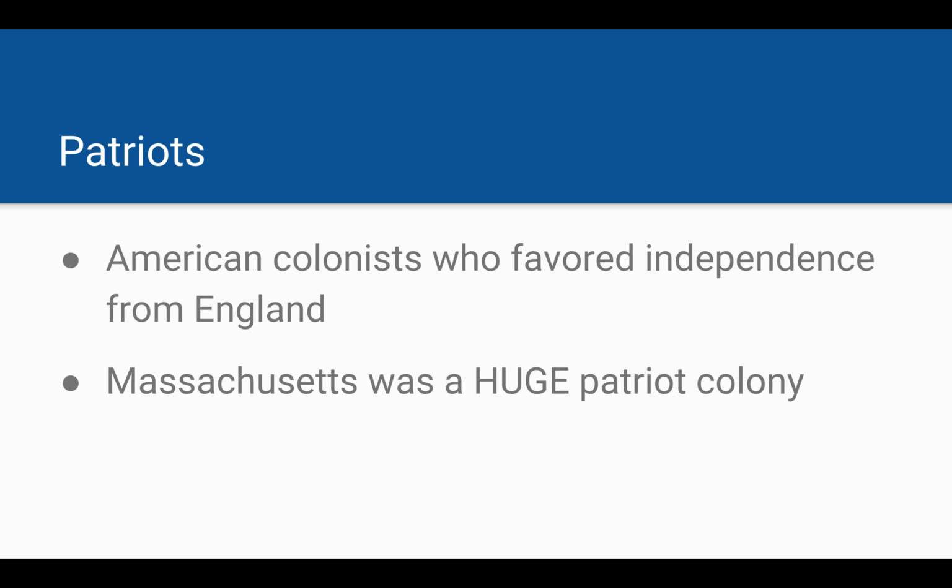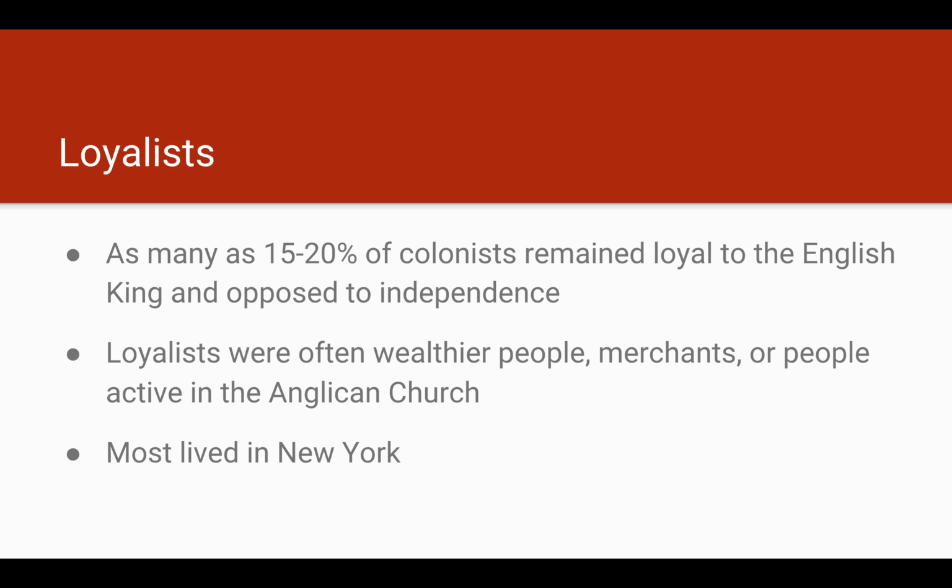So these people that agree with Thomas Paine, that want independence from England, are called patriots. They're American colonists who favored independence from England. And when we think about the 13 colonies, Massachusetts was really the biggest supporter of patriots. It was a huge patriot colony. As we're going to see, Boston within Massachusetts really is kind of the boiling point where patriots start to really rebel against England. But not everyone in the colonies was a patriot.